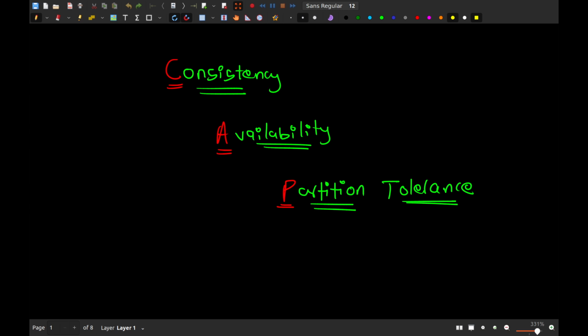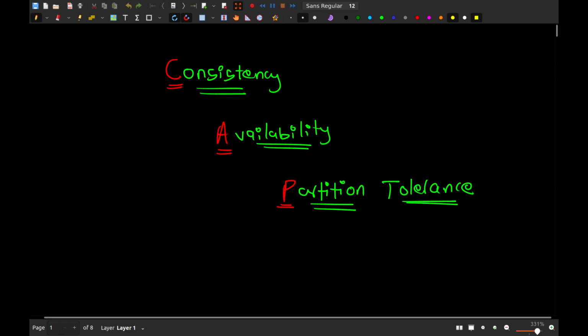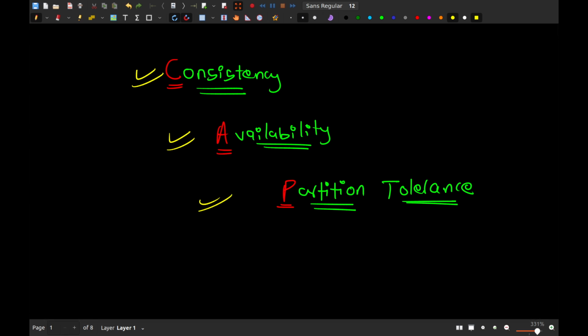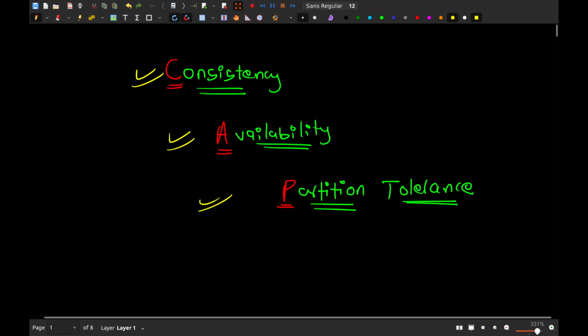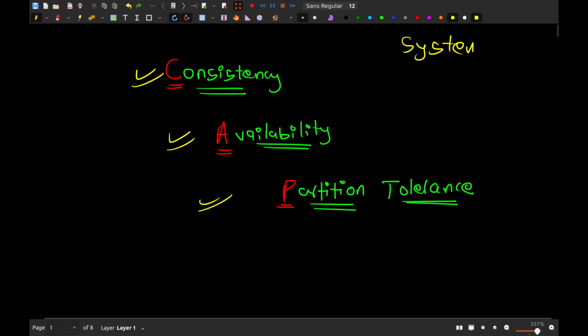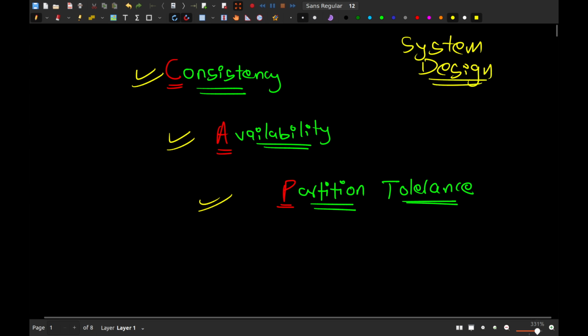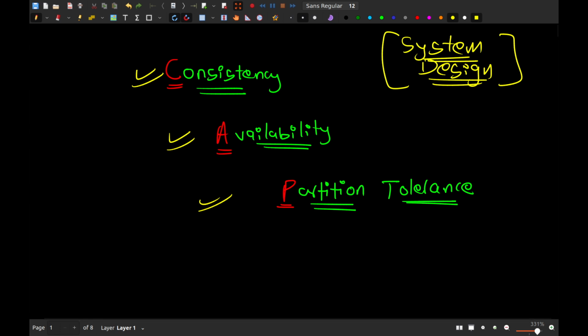In this video we are gonna understand CAP theorem, which is a short form for three terms: consistency, availability and partition tolerance. Basically this theorem is used to understand system design, but I am not that much of a master of system design, because system design in itself is a vast topic.